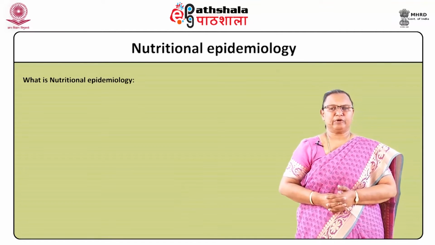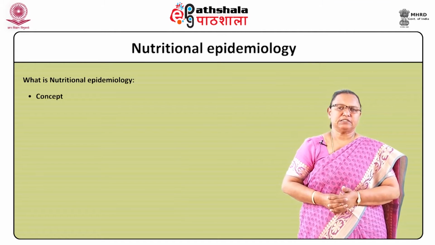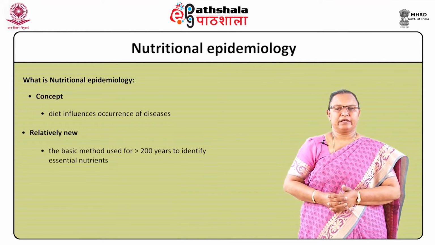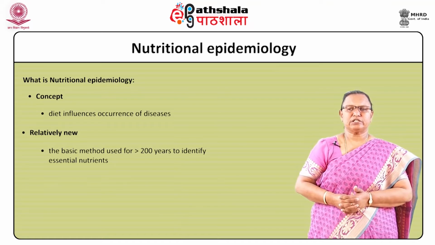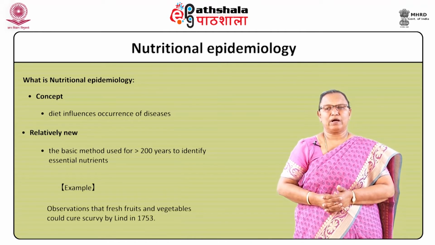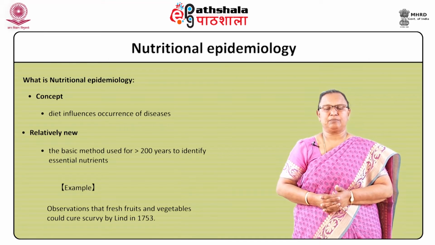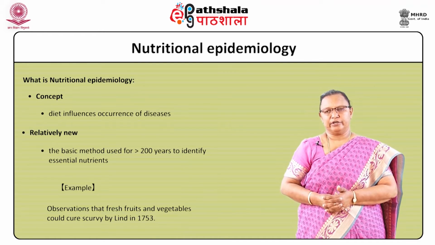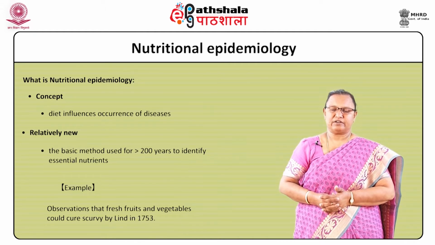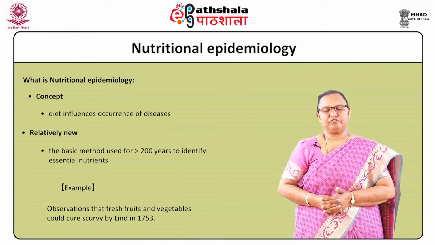In nutritional epidemiology, the concept is that diet influences the occurrence of diseases. Here, the basic method used is to identify essential nutrients. One very simple and early example in the history of nutrition research is the observation that fresh fruits and vegetables could cure scurvy. This was investigated by Lind as early as in the year 1753.